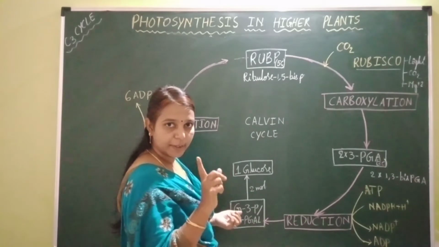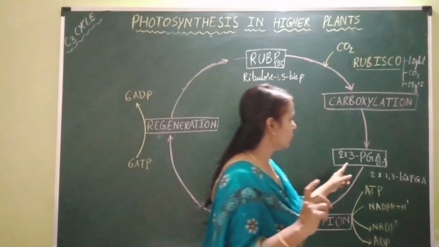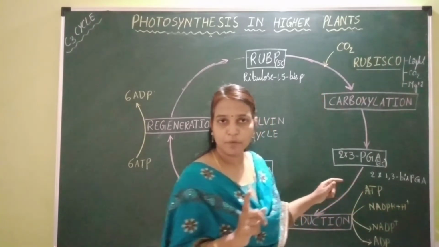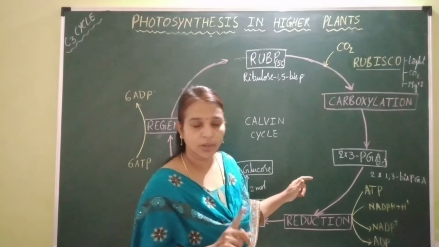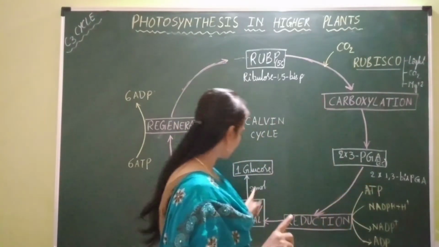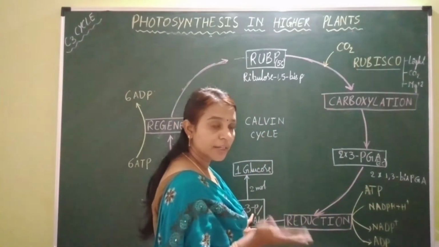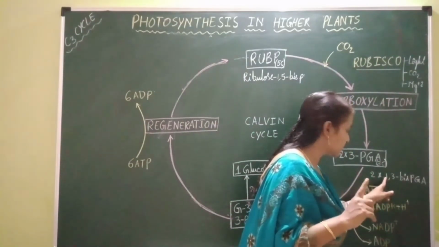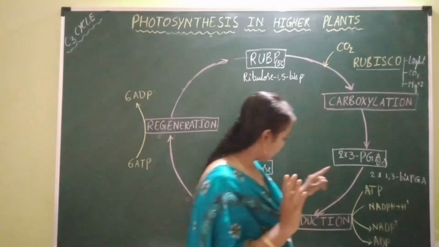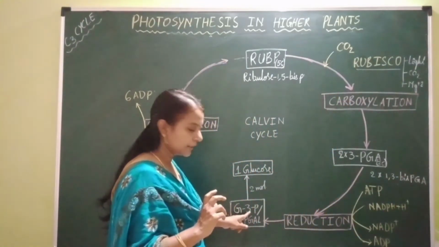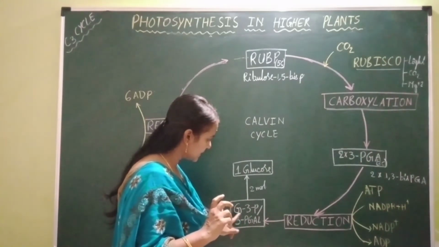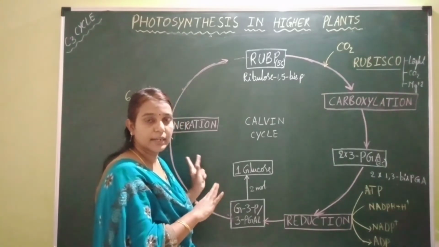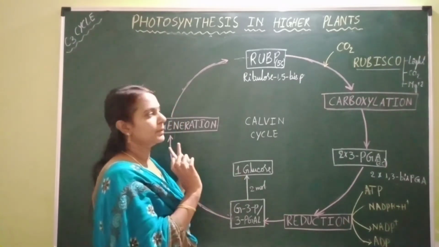So reduction occurs in 2 steps. First step is phosphorylation of 3-PGA into 1,3-bis-PGA, during which ATP is consumed. Second step of reduction is reductive dephosphorylation, during which 1,3-bis-PGA undergoes reduction into G3P, and dephosphorylation, during which the phosphate present in this bis-PGA, that too at the first position, is removed, and hence only one phosphate is present at the third position, and it has become G3P, glyceraldehyde 3-phosphate. During reduction, NADPH plus H plus is utilized, whereas during phosphorylation ATP is utilized.